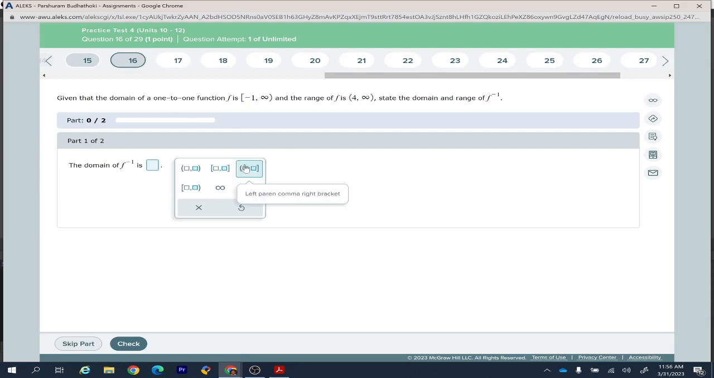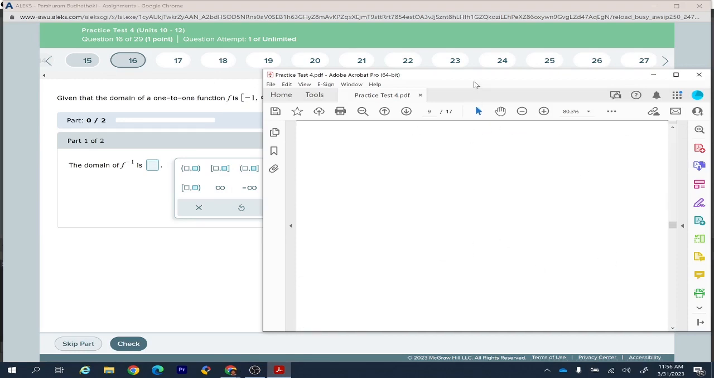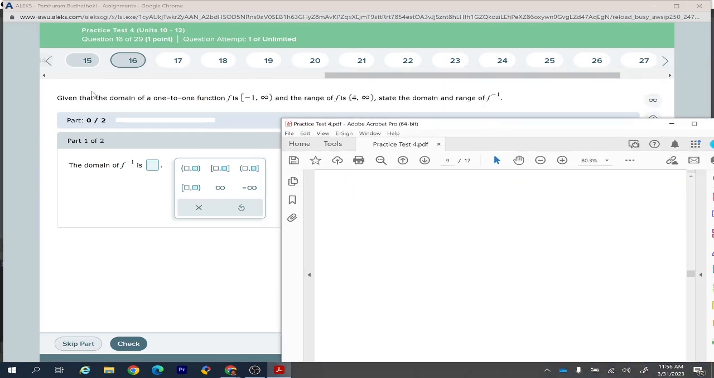This is about the inverse function, but it's a little bit different from the previous problem. So let's talk about this. We are given a one-to-one function f. The domain of this function f is -1 to positive infinity. So that means the function f is going from -1 to positive infinity. That's the domain. Going from here to the range 4 to infinity. So that's the range. Now inverse means going back.